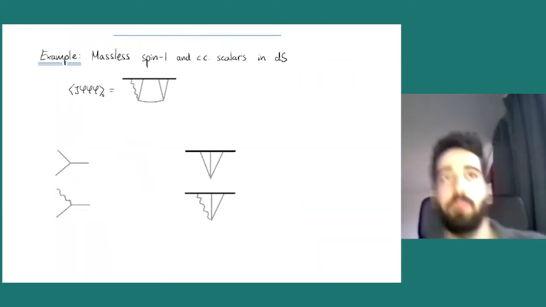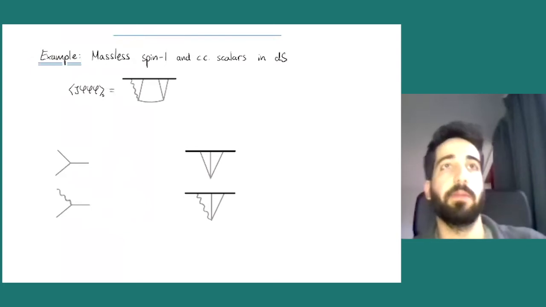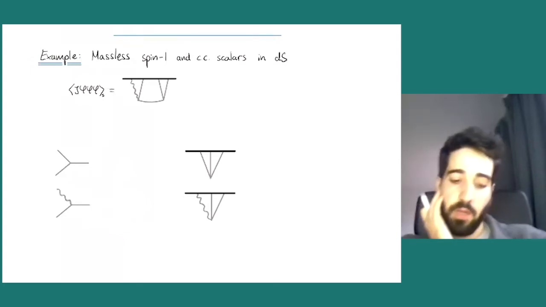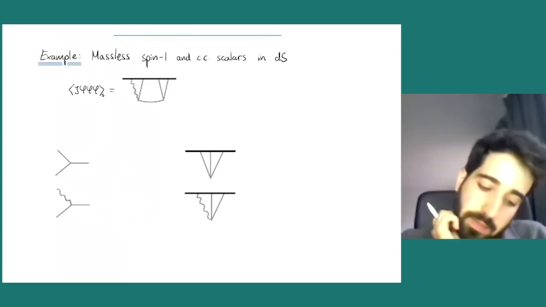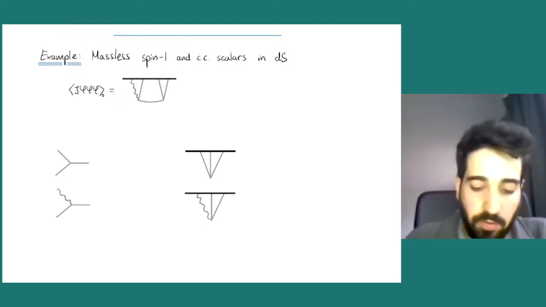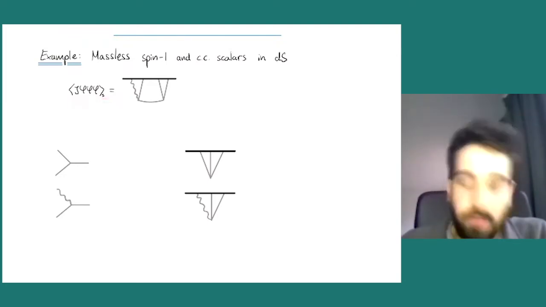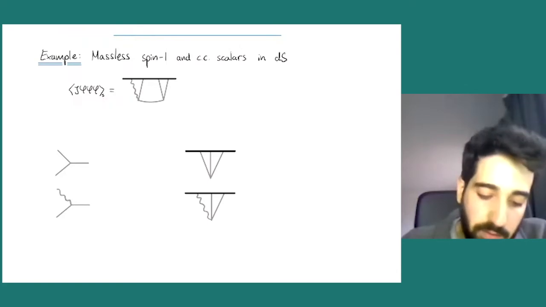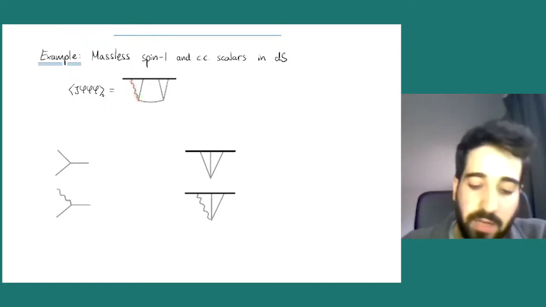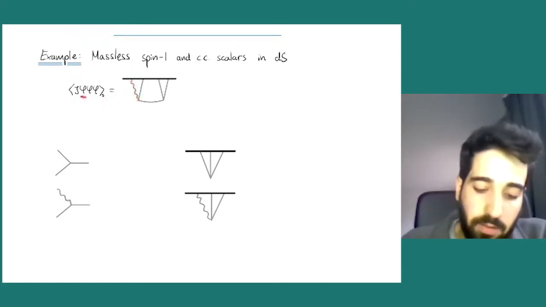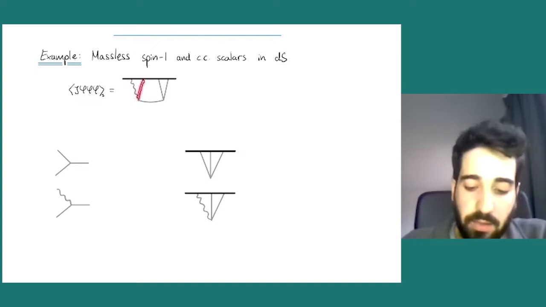Yeah, let me go to the example. I think it will be useful. So the example is going to be this wave function coefficient. It's a 4-point wave function coefficient, which involves one massless spin one field, J, which is this wiggly line, and conformally coupled scalars in de Sitter.